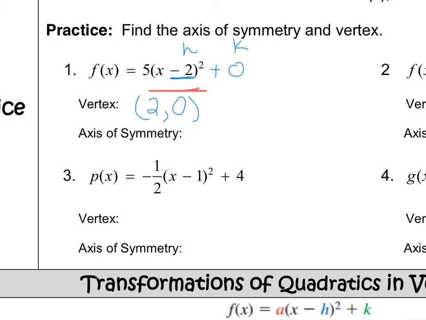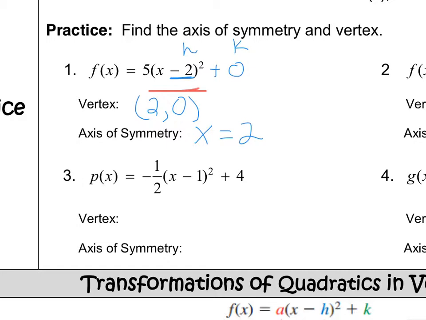The other thing that we know for sure is our axis of symmetry is a vertical line that cuts the parabola directly down the middle going through the vertex. So our axis of symmetry is always the x value of our vertex. We can look at it very quickly and say, all right, my axis of symmetry is x equals 2.